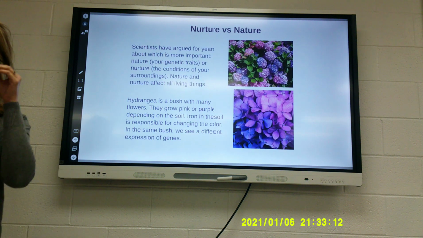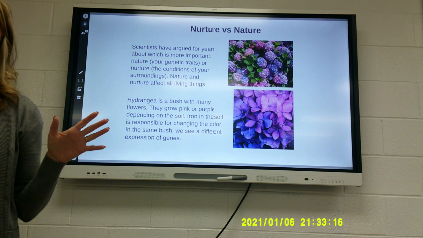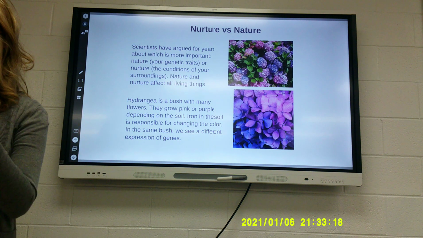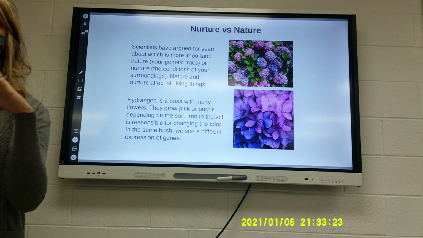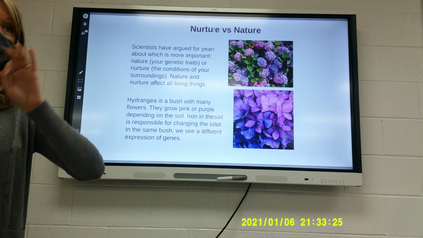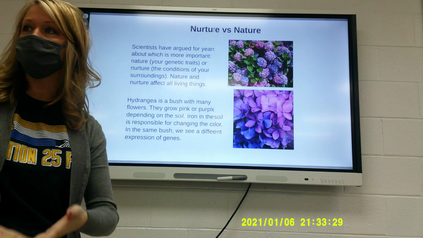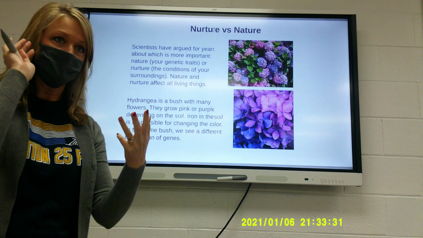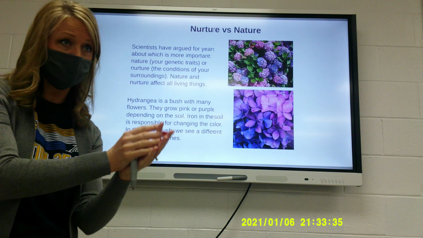Nurture versus nature. There have been lots of studies done, especially even with people. If you have a set of twins, and they are separated at birth. One goes to a family where they're very well taken care of. They have nutritious meals, they have good health care. They live in a nice, caring home.